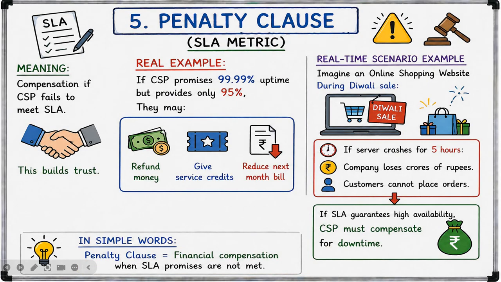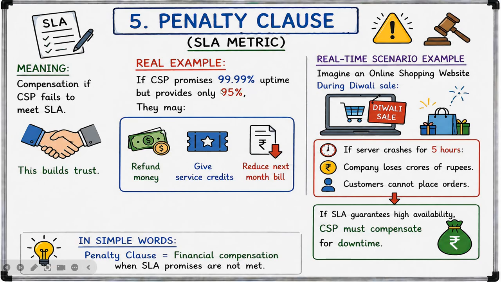Next is the penalty clause, which means compensation if the CSP fails to meet the service level agreement. The penalty clause defines what the cloud service provider must do if they fail to deliver the promised service. In simple words, if the provider breaks the promise, how will they compensate the customer? And why is it important? Because it holds the provider accountable, protects the customer from losses, and ensures seriousness in maintaining the service quality.